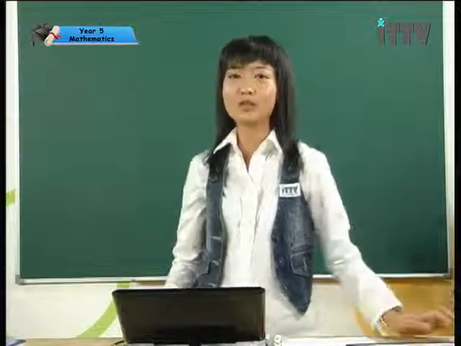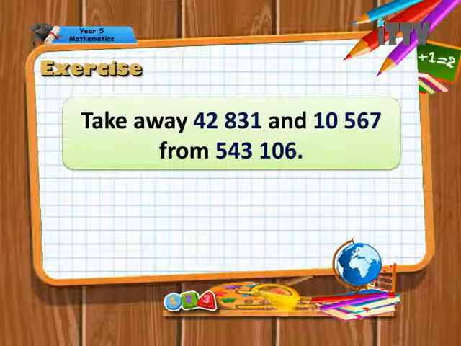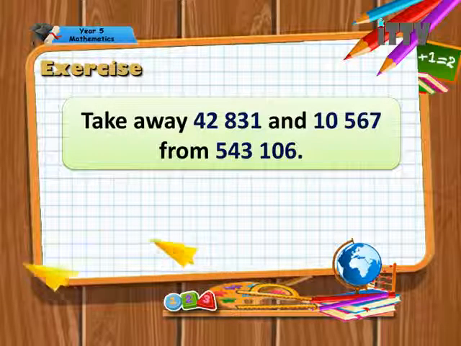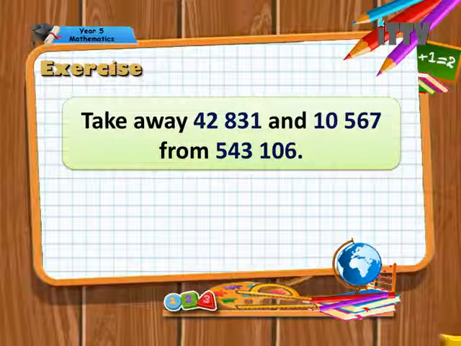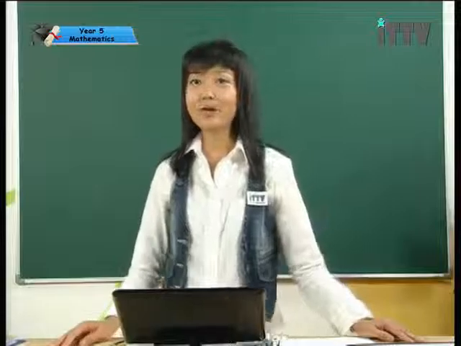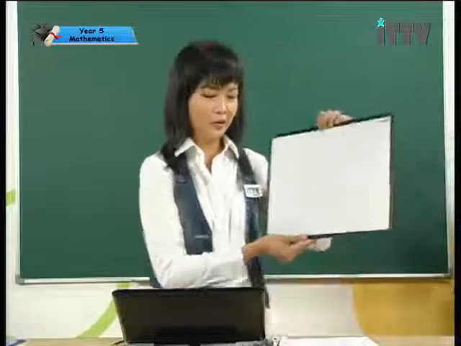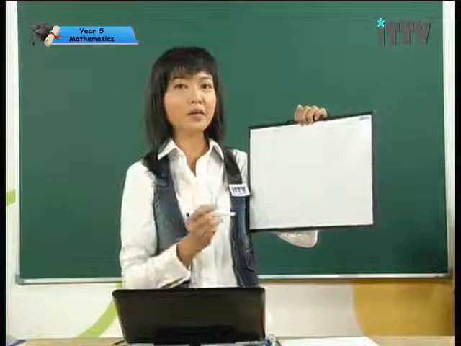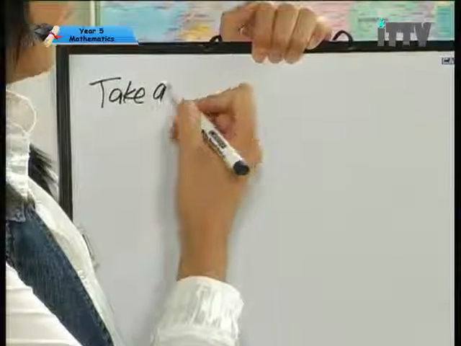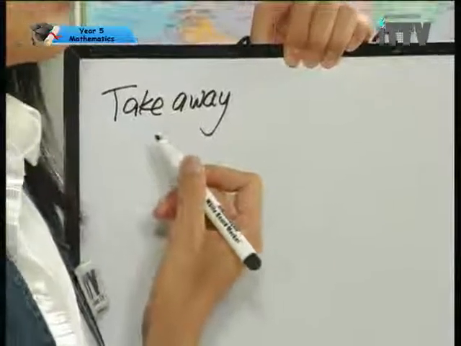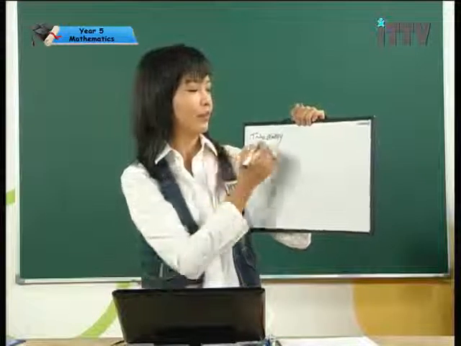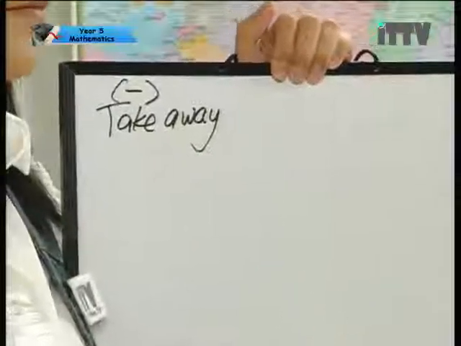Look at question number 2. Take away 42,831 and 10,567 from 543,106. Let's try answering this question. Now write down the keywords so that we can understand the question. The question says, take away. When you see the words take away, it should ring an alarm in your head: subtract, subtract. So we will put a minus sign over here.